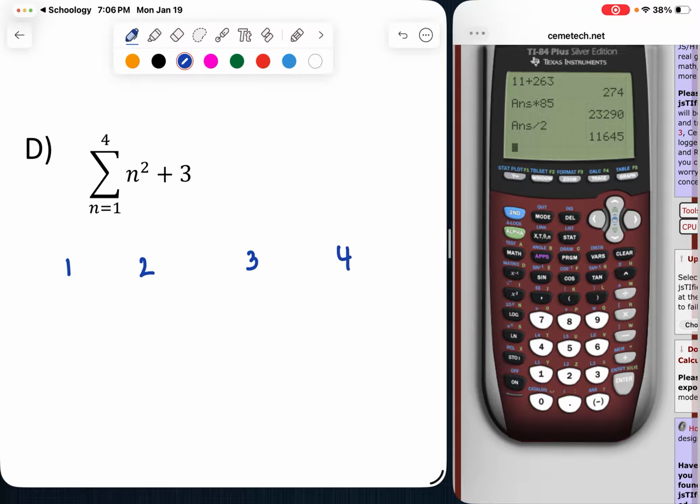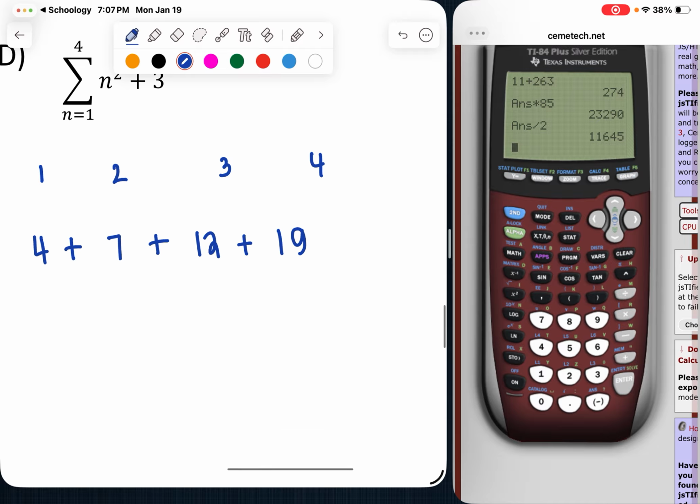Plugging in 1, 1 squared is 1, plus 3 is 4. Plugging in 2, 2 squared is 4, 4 plus 3 is 7. 9 plus 3 is 12. 16 plus 3 is 19. All right, 19 plus 12 is 31. 31 plus 7 is 38. Plus 4 is 42.